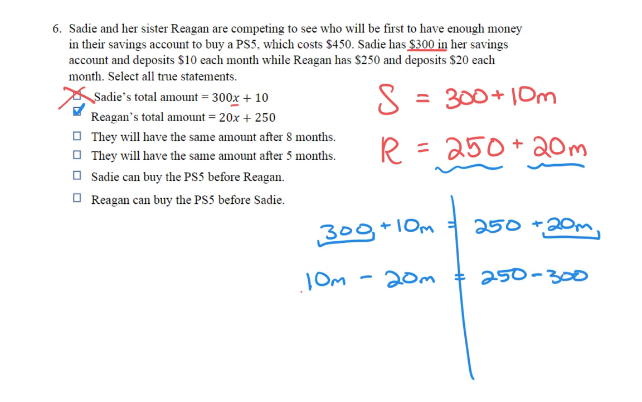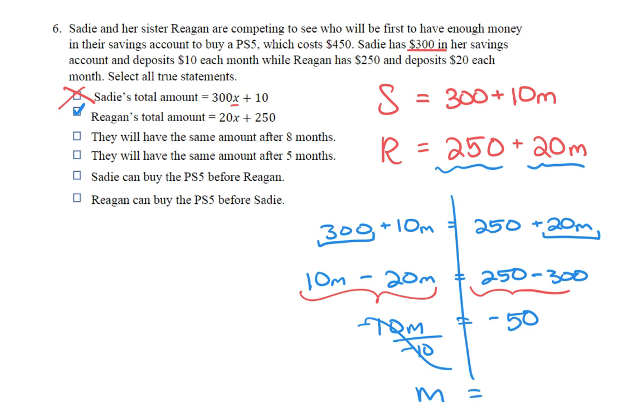And then let's combine it. Let's make this pretty. So 10m's minus 20m's is a negative 10m. 10 minus 20, it's going to be negative 10m. And then over here, 250 minus 300 is negative 50. All right, and then we'll divide by negative 10, so we can get m all by itself. And negative divided by negative is a positive. 50 divided by 10 is 5. So m stands for months, so that means in 5 months they'll have the same amount. So that means this thing is wrong and this thing is right.